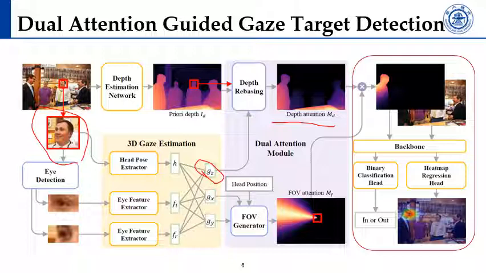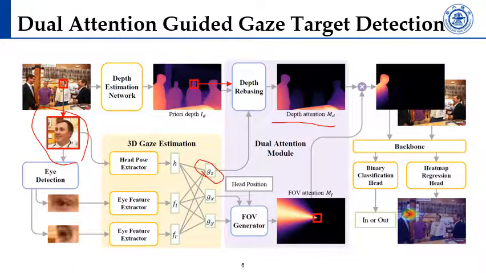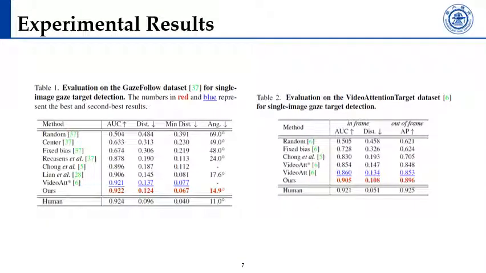Okay, I think this is also an intuitive framework which involves the depth information to help us more precisely locate the region of the gaze targets. Now we see the experiment results. We compare against several state-of-the-art methods on GazeFollow and VideoAttentionTarget datasets. We can observe that our method outperforms previous methods significantly, even towards human performance.